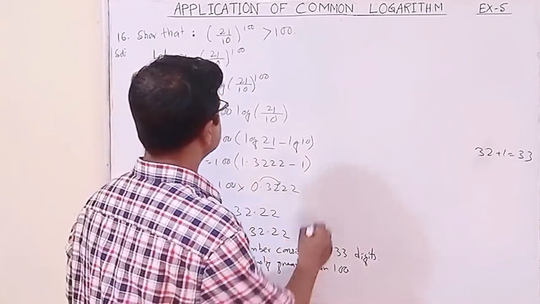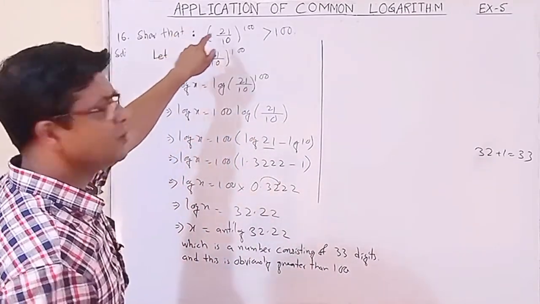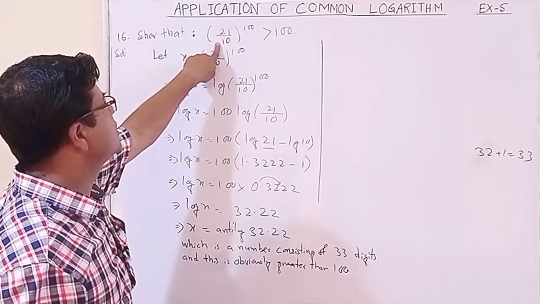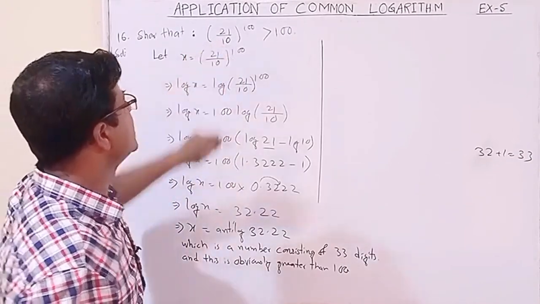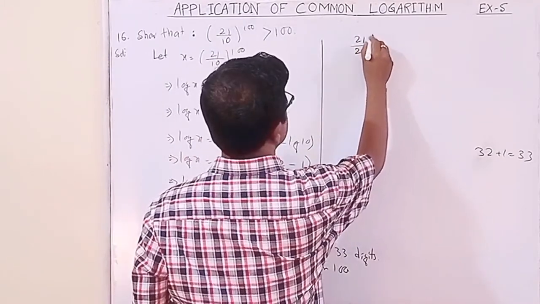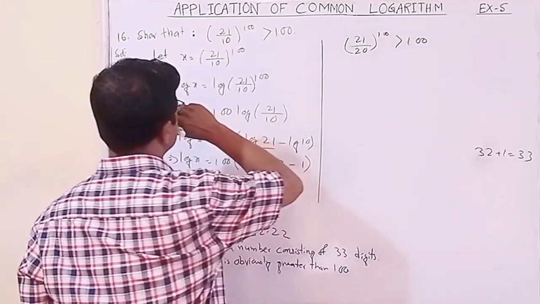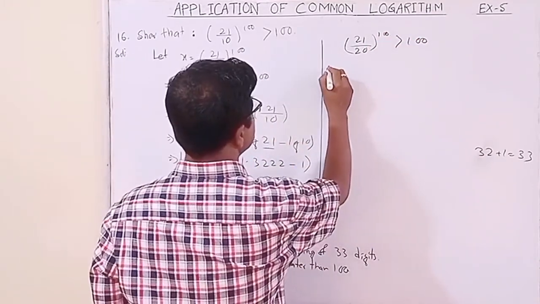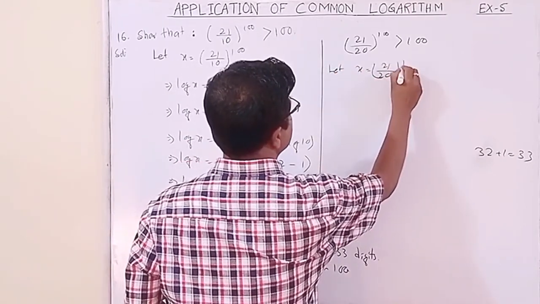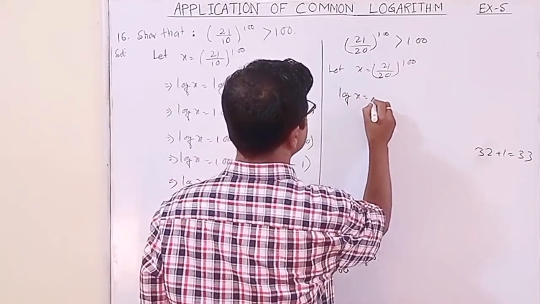Okay, but dear student, in some books I have seen that this number is not 10, this number is 20. In that case, how will we do? 21 by 20, we have to show this is greater than 100. In that case, what we will do? Let this be x, 21 by 20 whole to the power 100. Okay, so what we'll do, let us take log on both the sides.